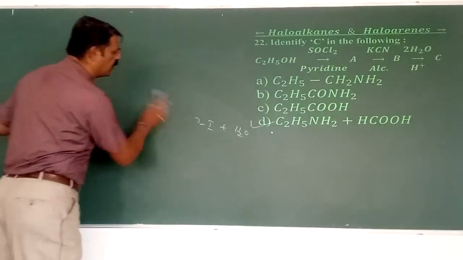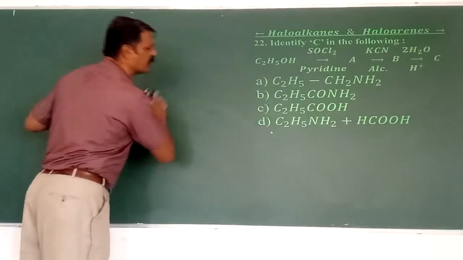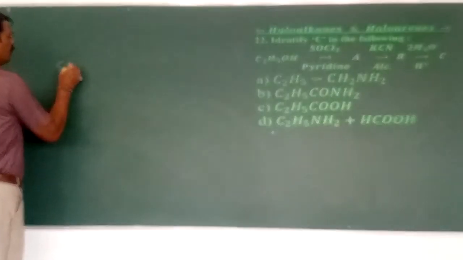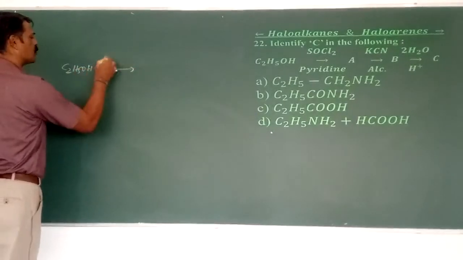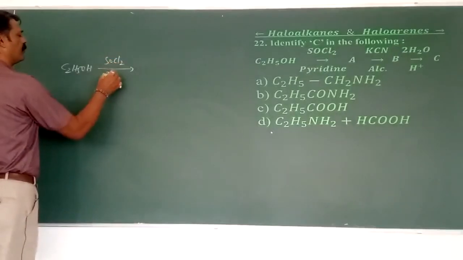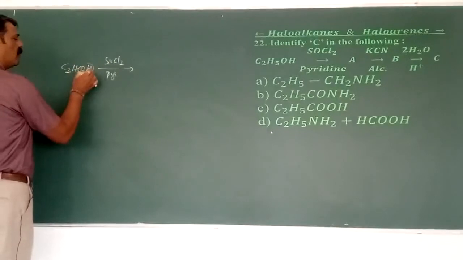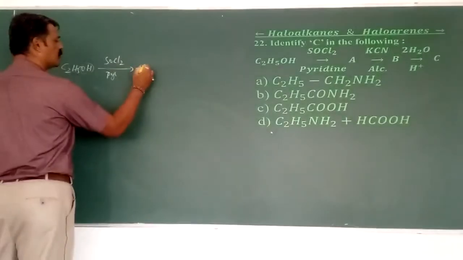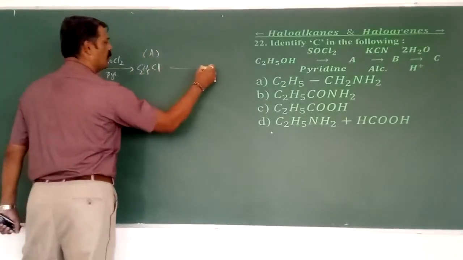These are indirectly the preparations and properties with respect to haloalkanes. Let's see: C2H5OH in presence of SOCl2 and pyridine, with direct removal, forms C2H5Cl. This is called ethyl chloride. This is made to react with KCN.